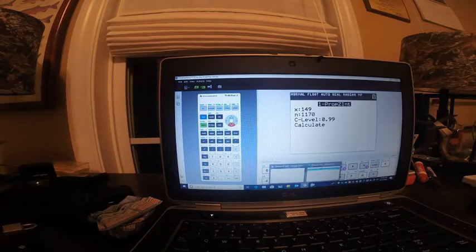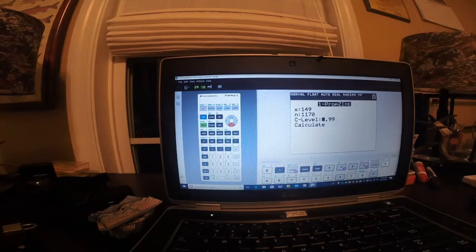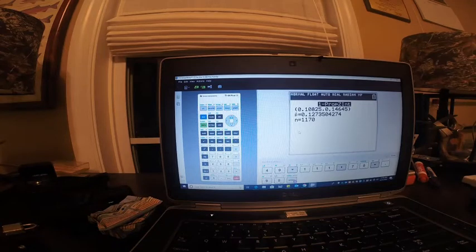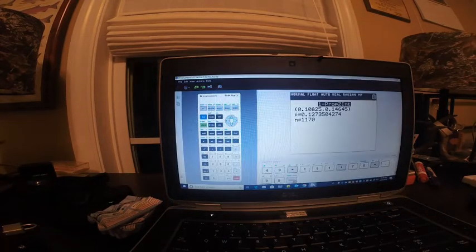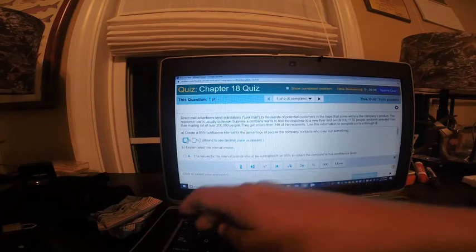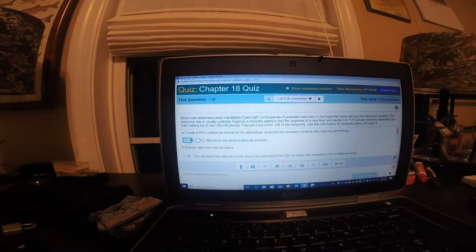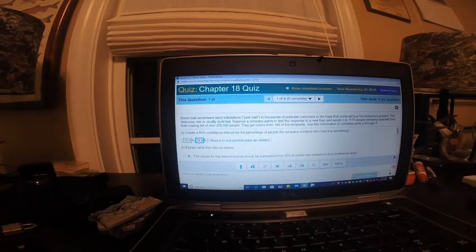How confident do we want to be in this one? 95% confident. So 0.95. And we're going to calculate it on out. And it gives it to you right here. The key thing to notice here is it wants you to change it to a percent. And it says to round to 1 decimal place as needed. Okay, so this will be 10.8 to 14.6. Very important to see how it wants you to write it.